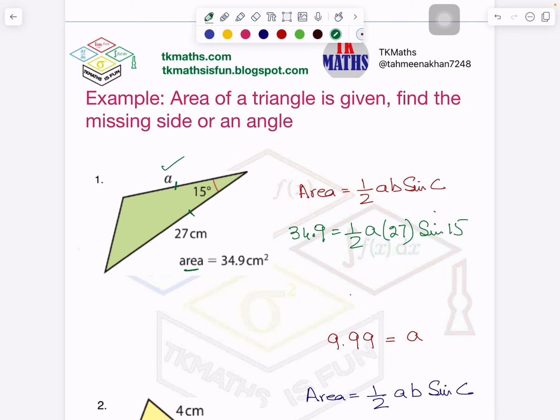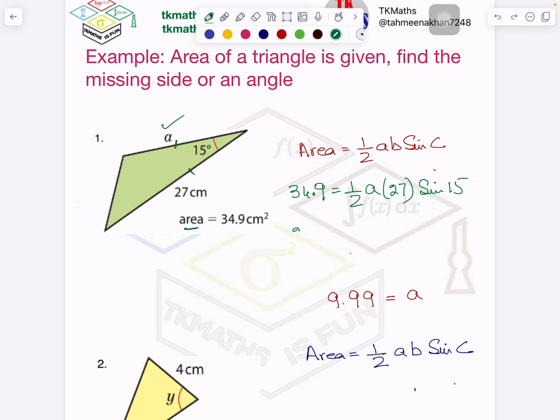So you see, earlier we were given these three things and we were finding the area. But now in this question, this is given, one of the sides is unknown, and this is given. Similarly, this can be given, this can be given, and this is asked. This is how questions are manipulated and you have to be able to apply it. So now I will multiply 2 by 34.9 and divide it by 27 into sine of 15, and that will give me the value of A. Cross multiplication basically. So 9.99 centimeters.